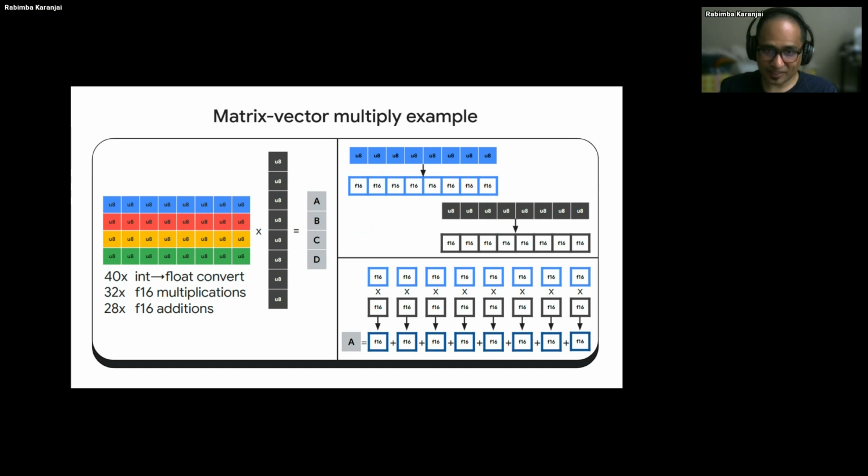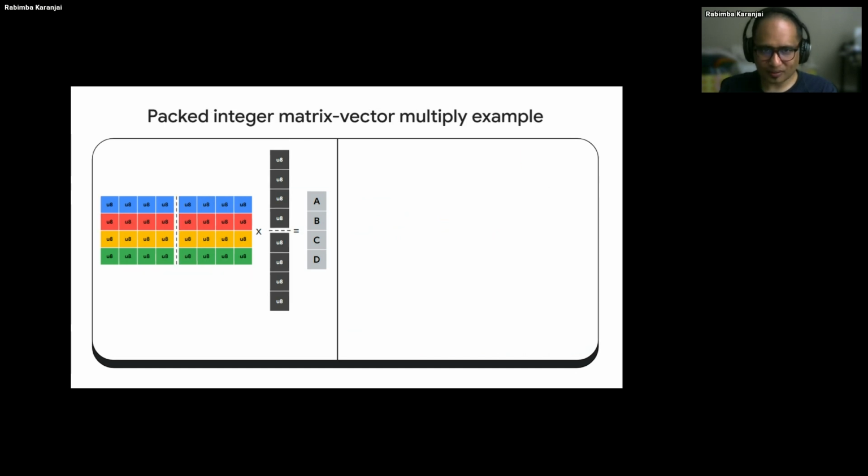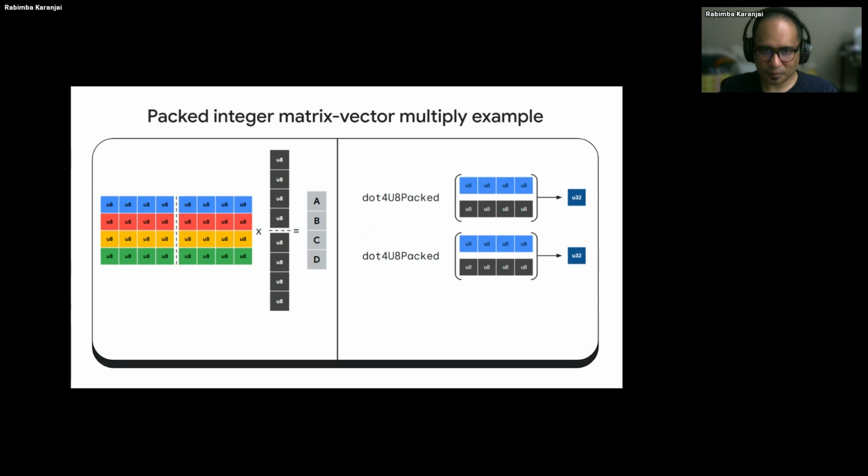Now, with larger matrices, there are even more operations that need to be performed. So, how do packed integers help us reduce this work? Packed dot products work on groups of four 8-bit integers, and we'll slice our data into groups of four to help visualize this. For each of the outputs of the result vector, we perform two packed dot product operations using the WebGPU shading language built-in dot4U8Packed, and then add the results together. In total, for the entire matrix vector multiplication, we don't perform any data conversion. We do 8 packed dot products and 4 integer additions.